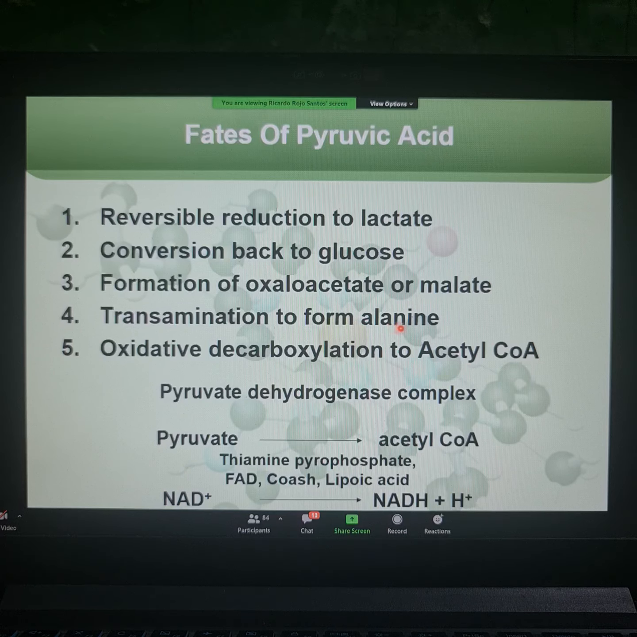Formation of oxaloacetate or malate. Transamination to form alanine. Okay? To form alanine. This one, formation of oxaloacetate or malate, that is through what? Transamination reaction also, like this one. And this is the one that we are going to discuss at 4 o'clock together with the Krebs cycle, because the discussion of the Krebs cycle is not that long. Okay? So, we're going to discuss this: oxidative decarboxylation of pyruvic acid to form acetyl coenzyme A.